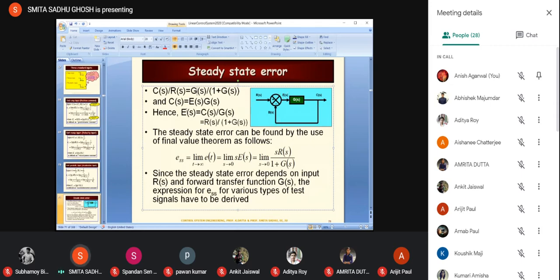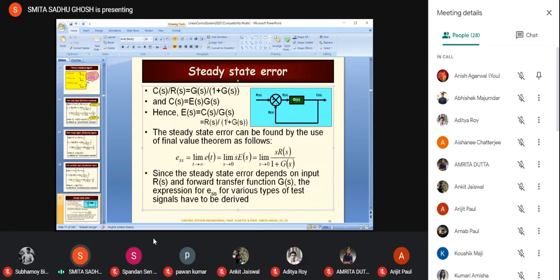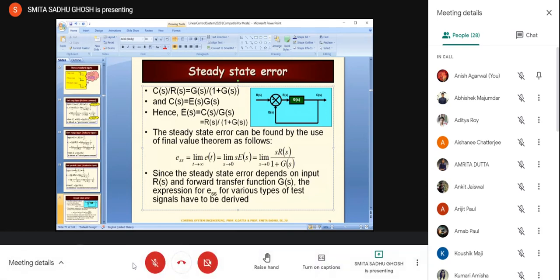So ES by RS would be given by 1 plus GS. Now, since I'm just verbally stating these, if you are unable to understand, please tell me. I'll try to use some Word file or something and write down things, because deriving on the board is one thing and just verbally stating is a different thing. I cannot understand, nor can I see your faces, so I will not be able to understand if you are unable to follow. So please tell me immediately.